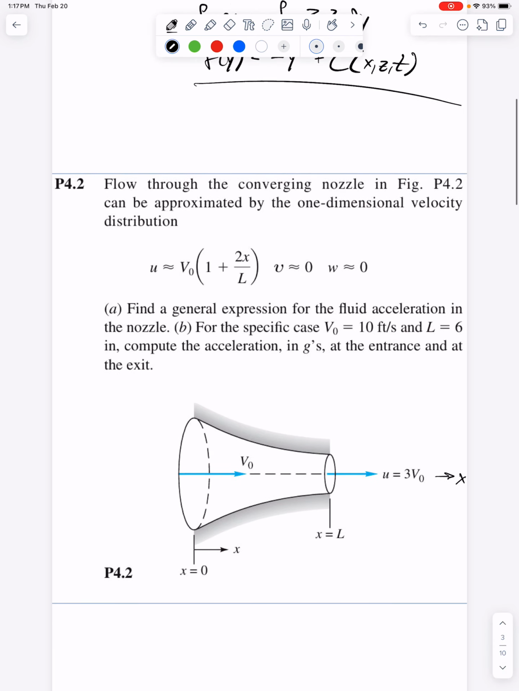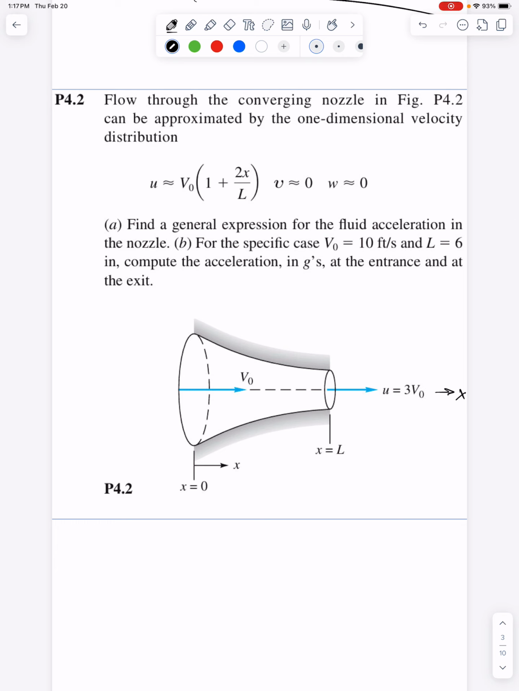We're now looking at a converging nozzle. So I'll read the problem. We're only considering it based on one-dimensional velocity, the velocity distribution in the x direction. Any velocity that's normal to the surface of your nozzle, we're going to be ignoring for this problem. Just the velocity going directly down the nozzle itself. That velocity distribution is represented by saying u is approximately the inlet velocity multiplied by this factor, 1 plus 2x over L. And once again, for 1D flow, the y and z components are both equal to 0.